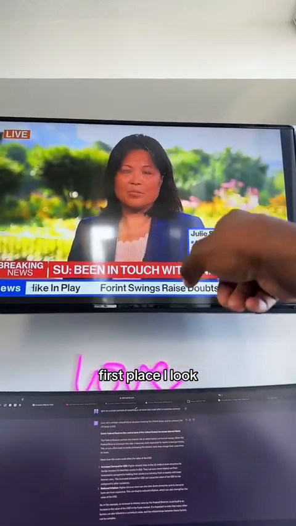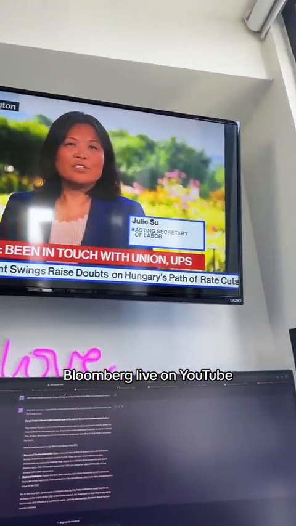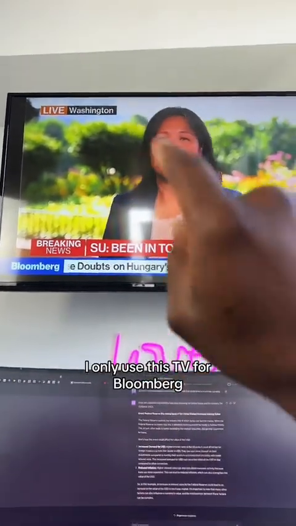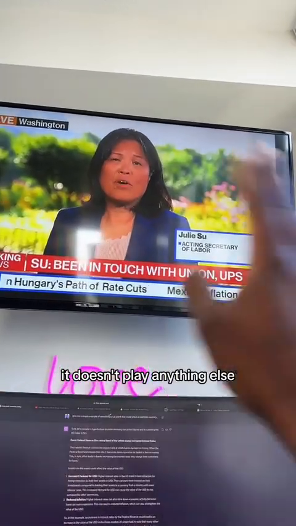So now that we know all of this, where do I go to get my economic data and stay on top of the markets? First place I'll look, Bloomberg, live on YouTube. You don't have to have YouTube TV. It's free. Just keep it running live. I only use this TV for Bloomberg. It doesn't play anything else.